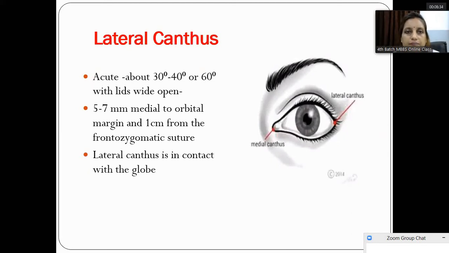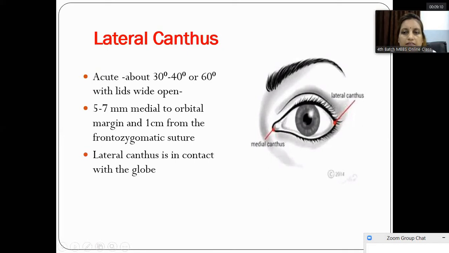Lateral canthus. It's acute, about 30 to 40 or 60 degrees with the lid wide open. It is 5 to 7 millimeter medial to the orbital margin and 1 centimeter from the frontozygomatic suture. So the lateral canthus is in contact with the globe. Some surgical landmarks are important from the surgical point of view, this frontozygomatic suture.